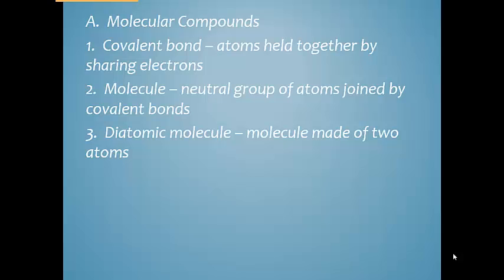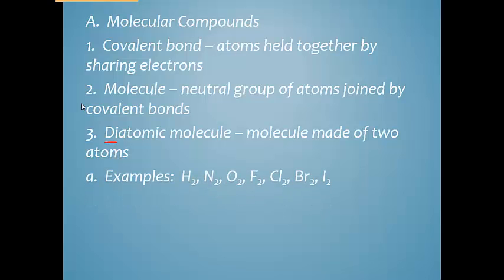Now, when you see the word diatomic, I want you to think of the prefix di. The prefix di means two. So when we have a diatomic molecule, it's two atoms and they are bonded together, and specifically diatomic molecules are usually referring to atoms that are the same that are bonded together.